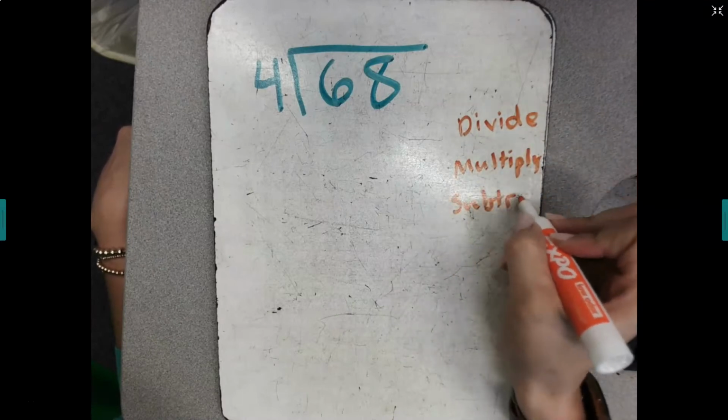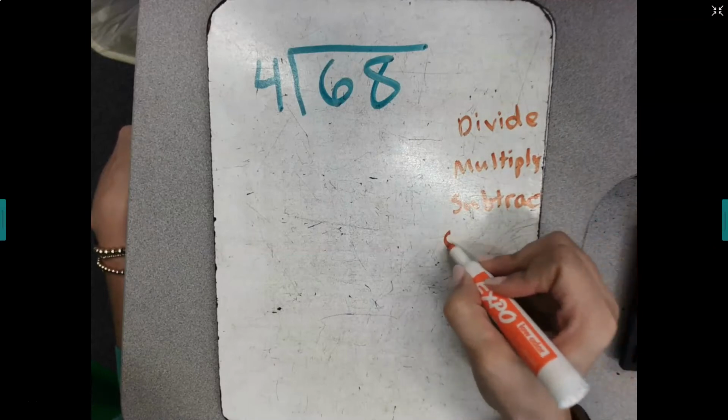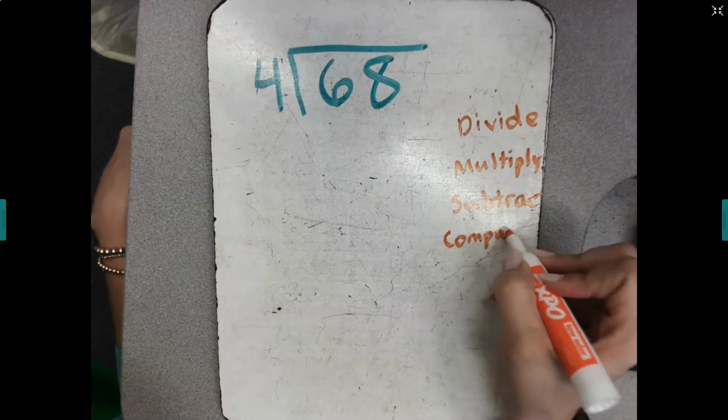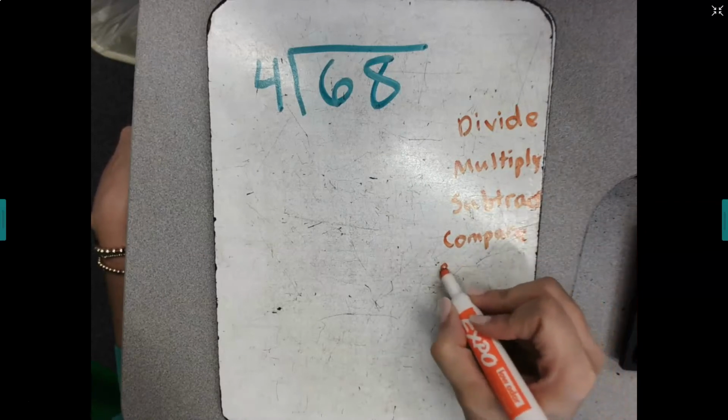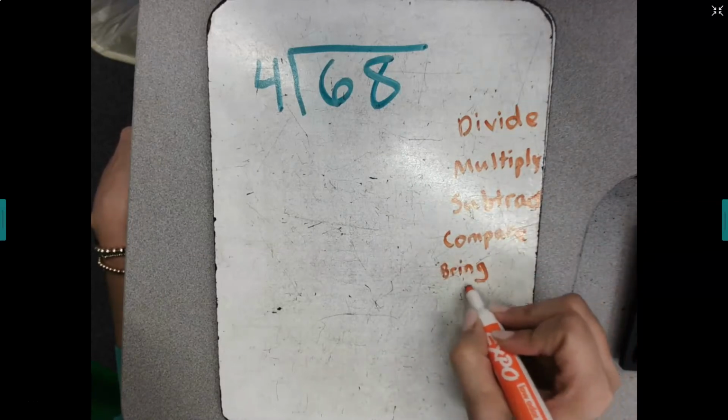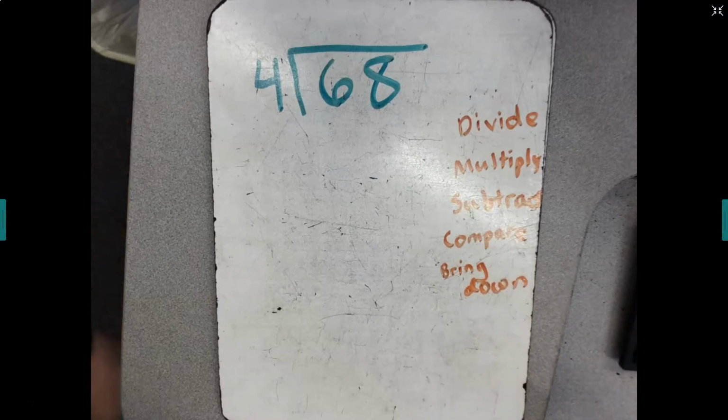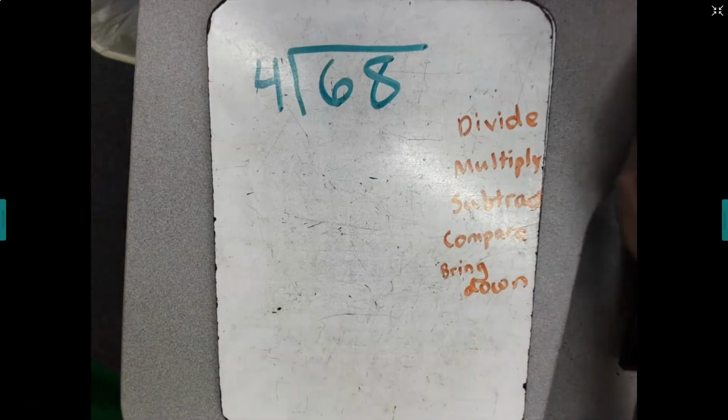subtract, compare, and then bring down. So we've got 5 steps here that we're going to follow in that order.